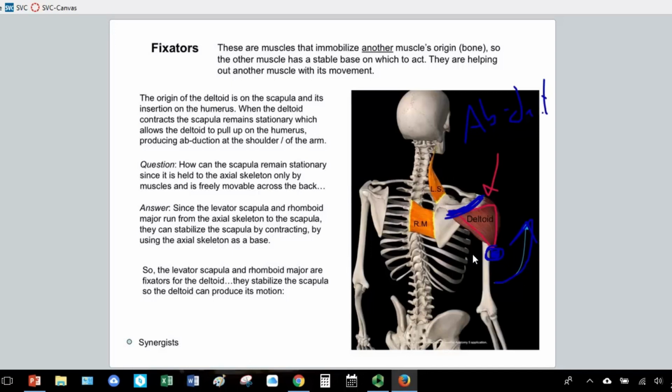But here's a question for you. You guys know that the scapula doesn't have a bony joint with the axial skeleton. Instead, it's attached to the axial skeleton by skeletal muscles. So how is it that the scapula remains stationary when the deltoid is pulling on it? Okay, and that's where fixators come into play. What the fixator muscles do is they contract and stabilize the origin. So the levator scapula and the rhomboid major contract, and that stabilizes the origin, which allows it to remain stationary and allows the deltoid to do its particular movement. These are also called synergists.